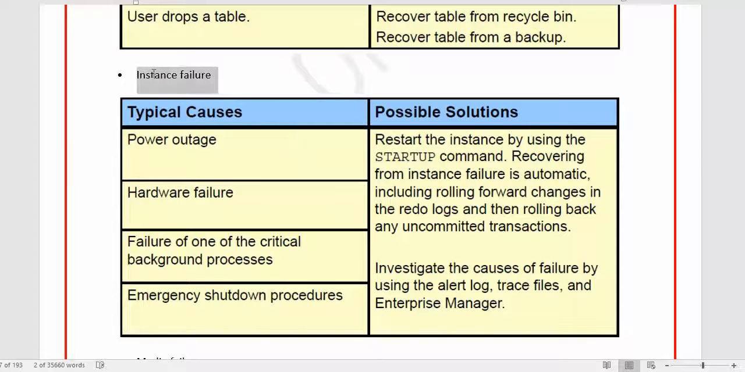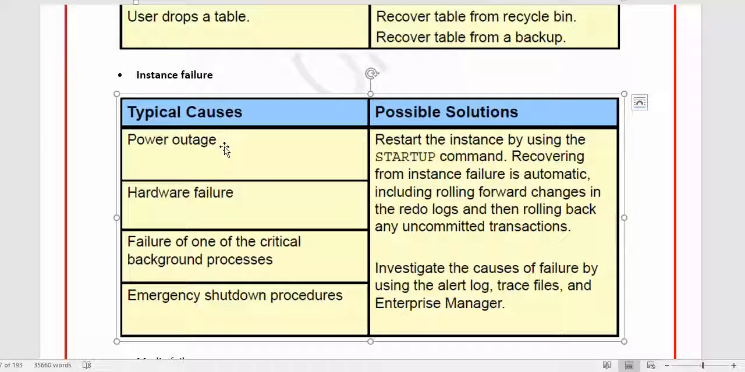And the next one is instance failure. That means whenever your instance goes down, all the memory components go down, because of some power outage, or because of hardware failure, or because of failure of one of the critical background processes, or emergency shutdown procedures. You understand what a power outage is. It is as simple as switching off your system, right? If there is a database which is actively running and you switch off your server, what happens? And if there is a hardware issue, probably your complete motherboard is gone, what next?